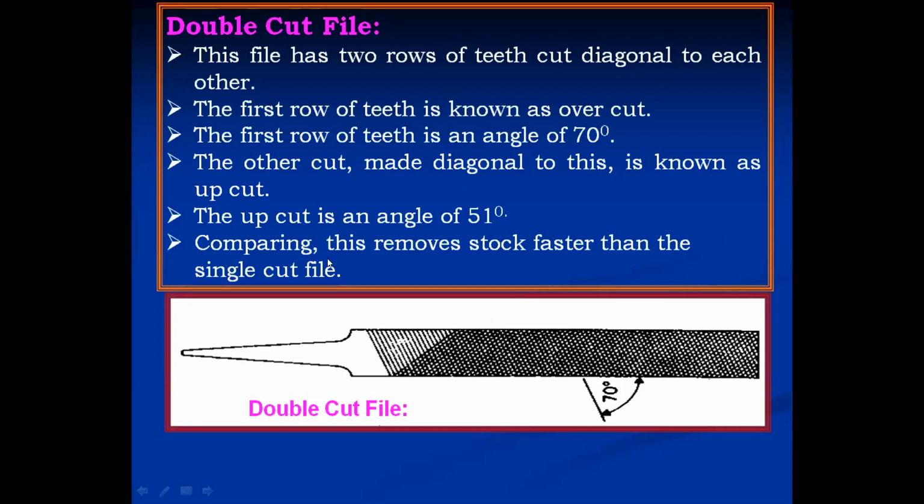Next, comparing, this removes stock faster than the single cut file. Already told in the previous topic, a single cut file removes slowly, but the double cut file removes the stock faster than the single cut because it has two rows of teeth cut on the file. So this is the double cut file.